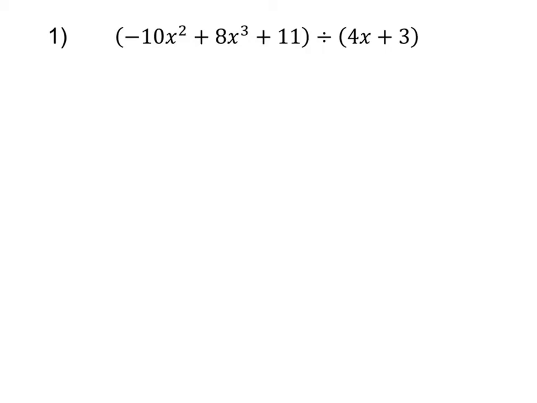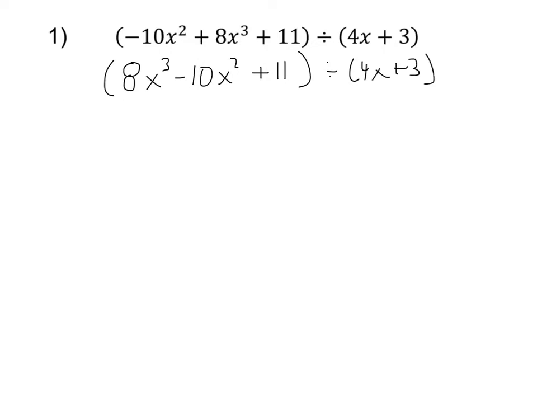So that's the first thing we want to do, rewrite this so that it's in order. So let's do that. If we put this in standard form, it would be 8x cubed minus 10x squared plus 11 being divided by 4x plus 3. Now there's still one other thing that's a little bit different here. If we take a look at this first polynomial, we have an x to the third term, an x squared term, and then a constant. There's something missing. There's no x term, and that's going to throw us off when we do our long division.